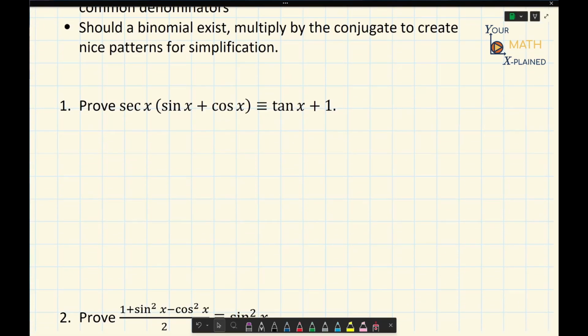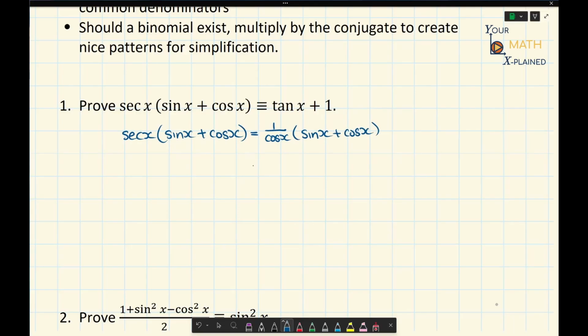For this example, we're going to be working with the left side because that's the side that looks a little bit more complicated. So we get secant x times sine x plus cos x is equal to, and now we can go ahead and use our quotient rule to replace secant x with 1 over cosine x. And we're multiplying that by sine x plus cos x.